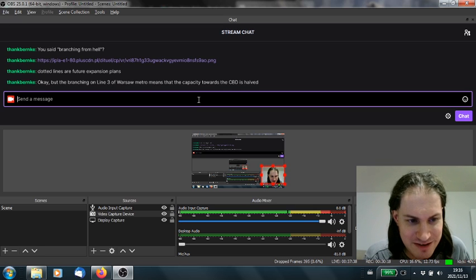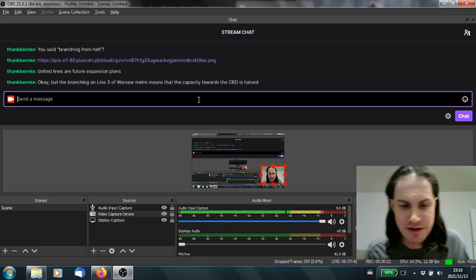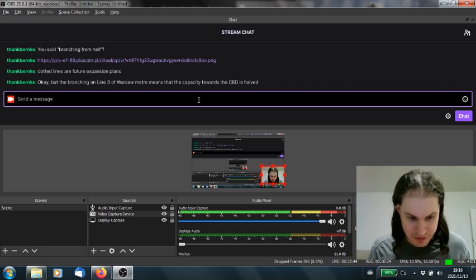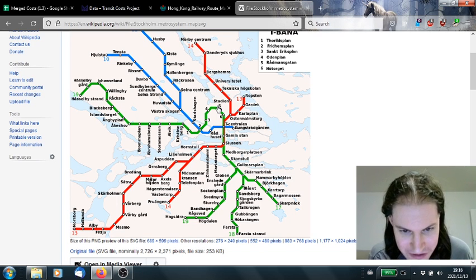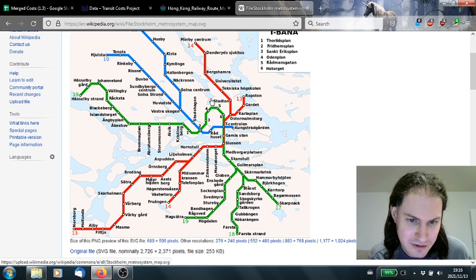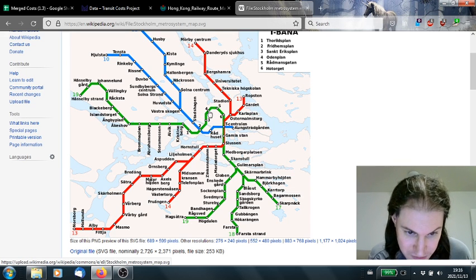The branching on line 3 of the Warsaw Metro is terrible. I'm just saying. I mean, don't get me wrong. Stockholm is doing branching like the right way, so all of the core capacity is there. And even though this line looks a little bit weird, which it kind of is, the part that's about to be branched out branches out of Odenplan, which is this one.